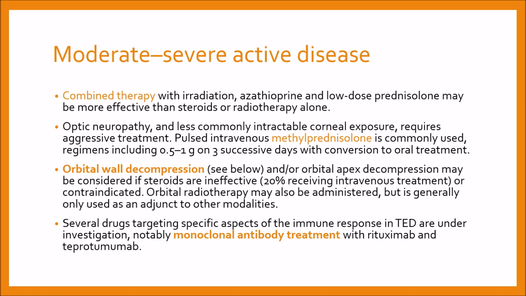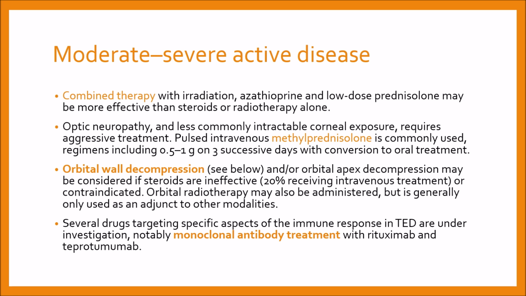Immunosuppression in active inflammatory phase of thyroid eye disease is important to reduce acute inflammation and to prevent long-term complications. Optic neuropathy and less commonly intractable corneal exposure requires aggressive treatment. Pulsed intravenous methylprednisolone is commonly used. Regimens include 0.5 to 1 grams on 3 successive days with conversion to oral treatment, for example 40 mg per day prednisolone, or 0.5 to 1 gram on alternate days, 3 to 6 times, keeping the maximum dose below 8 grams to reduce the risk of liver compromise, followed by oral prednisolone.